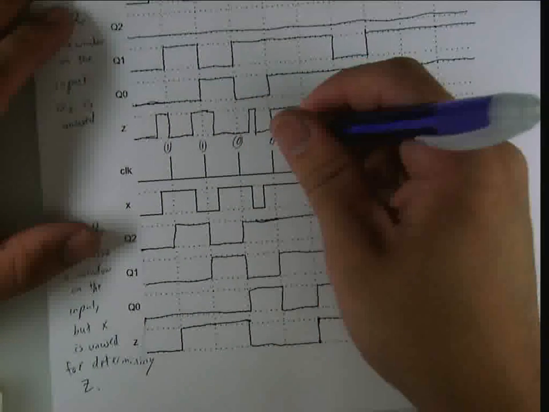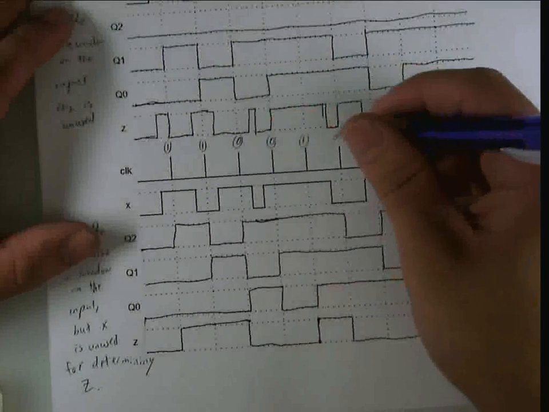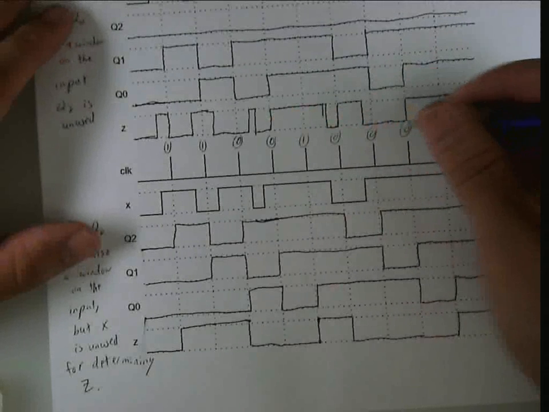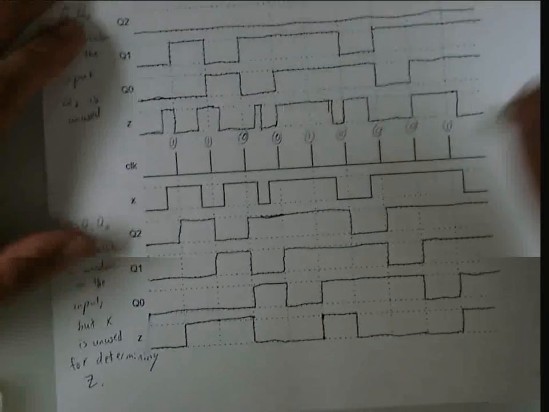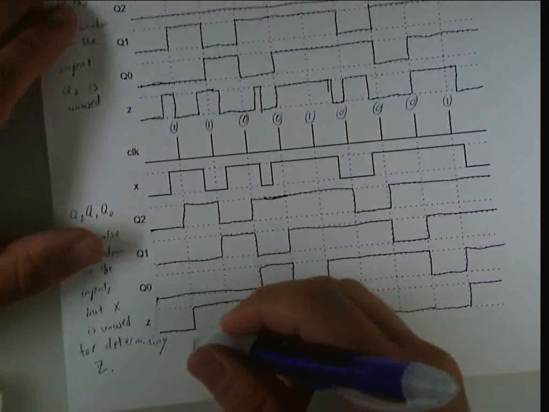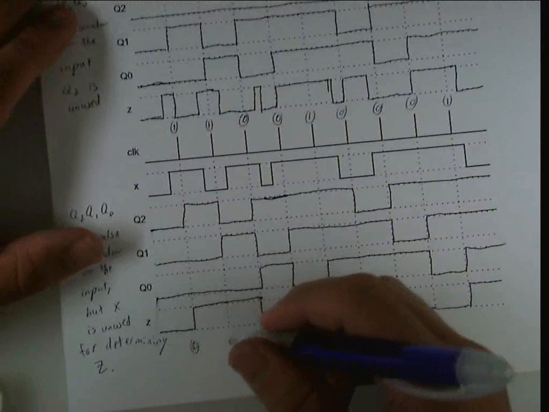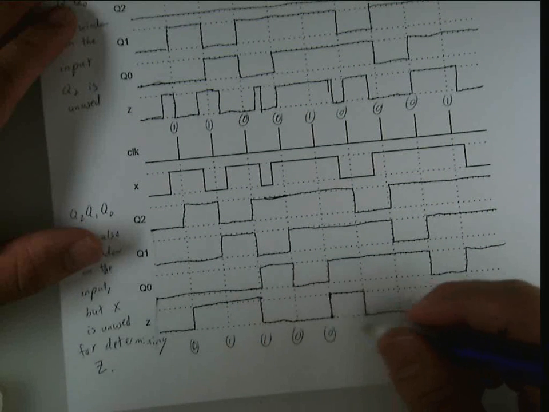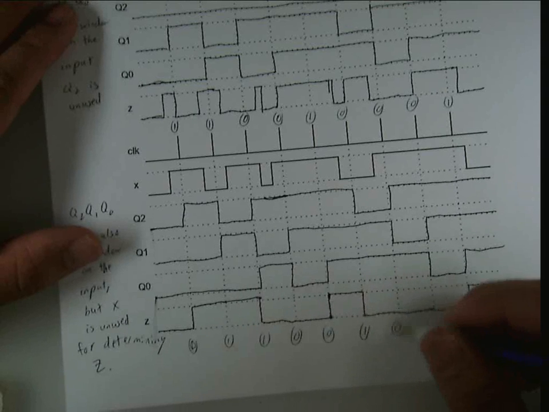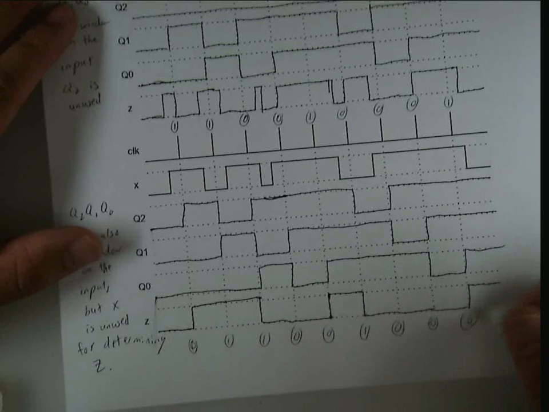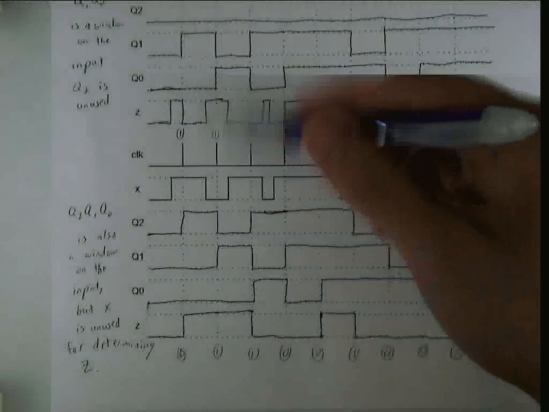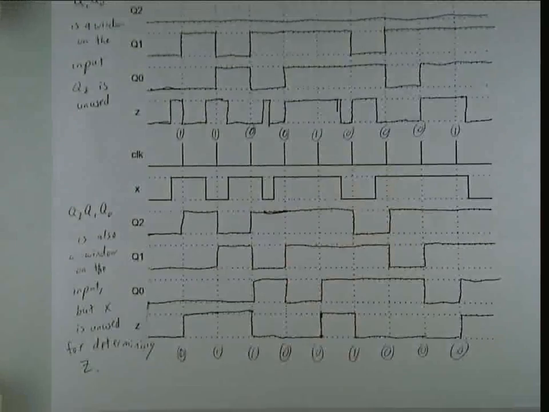Okay, so here we've got 1, 1, 0, 0, 1, 0, 0, 0, 1. And here we've got 0, 1, 1, 0, 0, 1, 0, 0, 0. And this matches the expectations we have of Moore being delayed by 1 clock cycle.